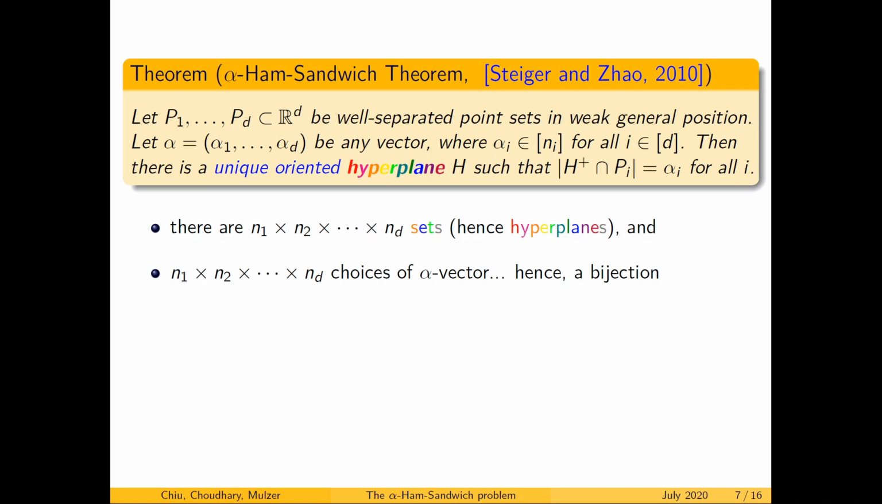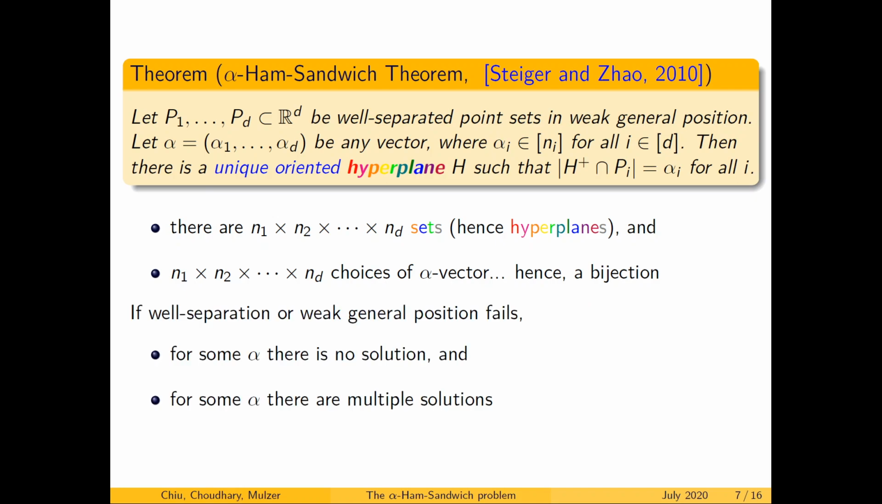The number of colorful sets is simply the product of the cardinalities of the colors. Each of them determines a unique colorful hyperplane. That is also the number of the choices of alpha vector. So indeed, there is a bijection between the colorful hyperplanes and the alpha vectors.